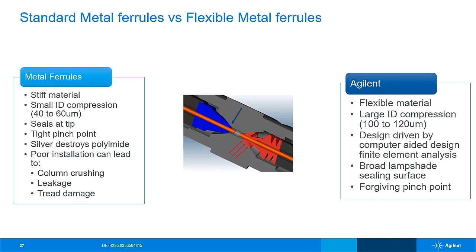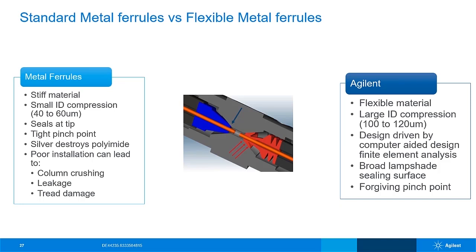So on the left side, you'll see the standard metal ferrules, and what you'll notice is it has a tight pinch point, indicated by the blue arrow, and it only seals at the tip of the ferrule, which can lead to crushing the column and leaks. Also, there's a coating of silver material on those metal ferrules, which is not compatible with the polyimide coating of the capillary column, and will eventually eat away at the polyimide at elevated temperatures, which can cause the capillary columns to break in the CFT fitting.